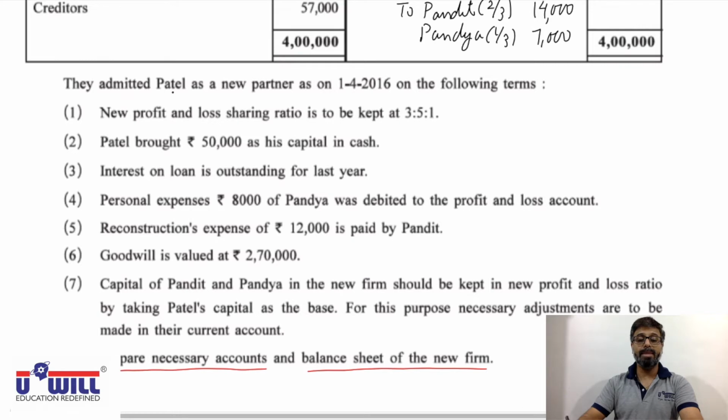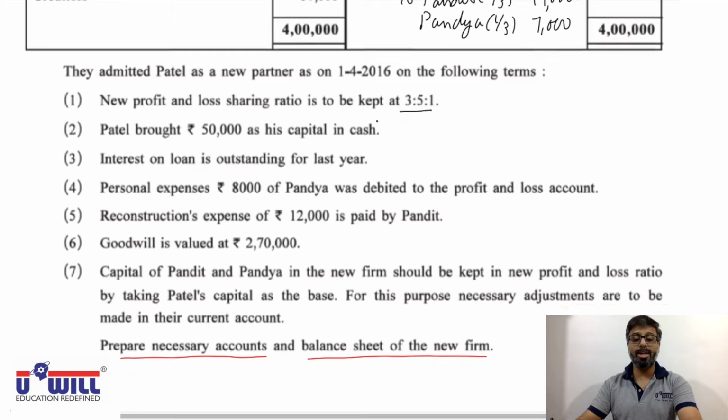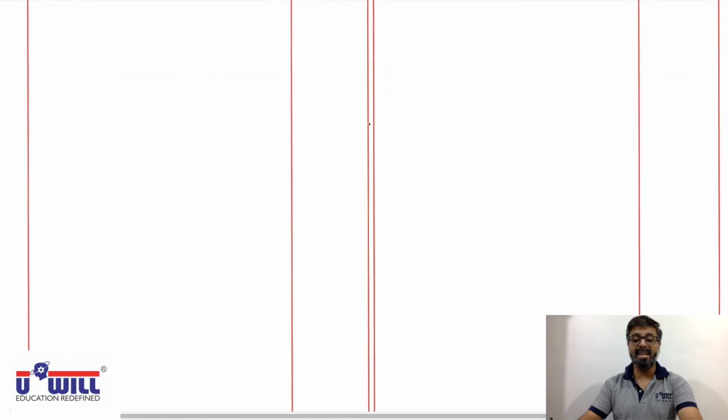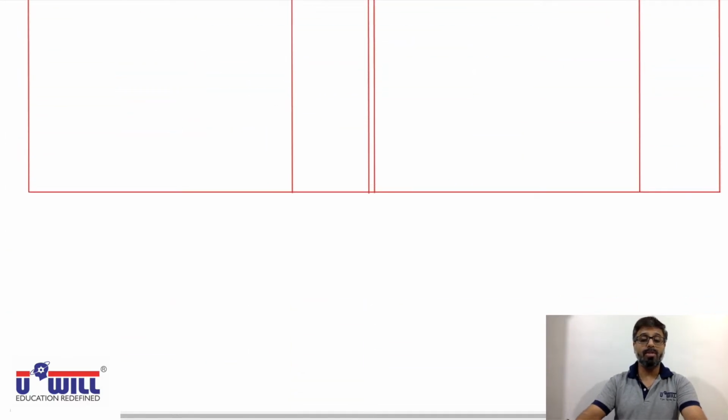They admitted Patel as a new partner on 1/4/16 on the following terms. The new profit and loss sharing ratio is to be kept at 3:5:1. Now the new ratio is given, so the very first thing is to find the sacrifice ratio, because without the sacrifice ratio goodwill's distribution cannot be done. So all of you write down working note 1.